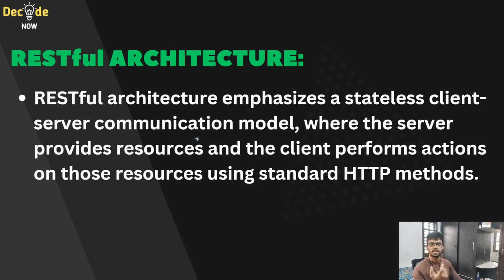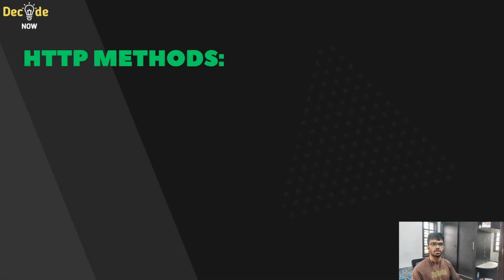What I mean by stateless client-server communication is the server provides the resources and the client performs actions on those resources. The server will provide the resources, like whatever we are storing, and the client will perform certain actions on those resources. How can the client perform those actions on the resources? They perform those actions through HTTP methods. What are HTTP methods? HTTP methods are similar to our CRUD operations.